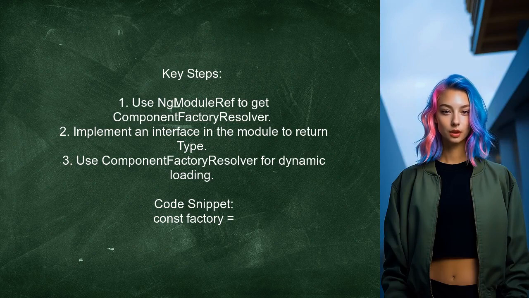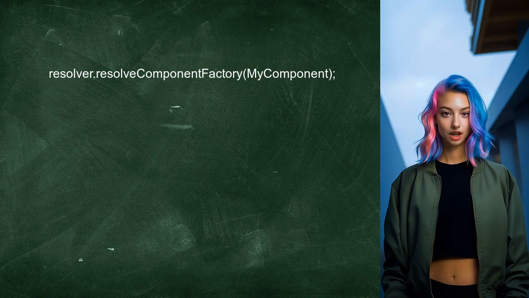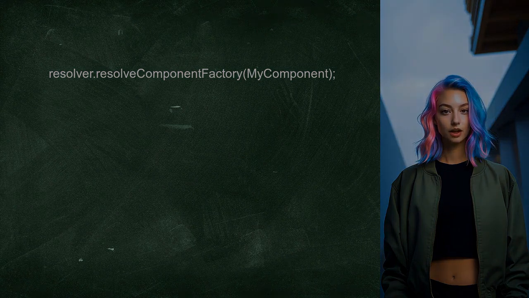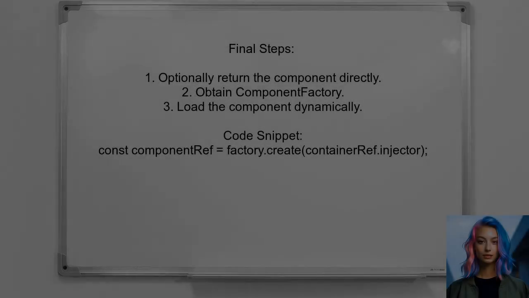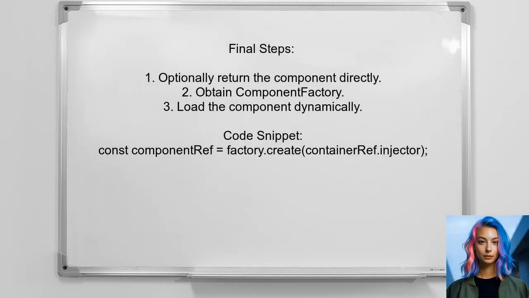Since you can't directly create a type from your code, the module can implement an interface to return a type. This allows you to use the ComponentFactoryResolver for dynamic loading. If needed, the module can directly call the ComponentFactoryResolver and return the component instead of a type. Once you have the component factory, you can proceed with dynamic component loading as usual.